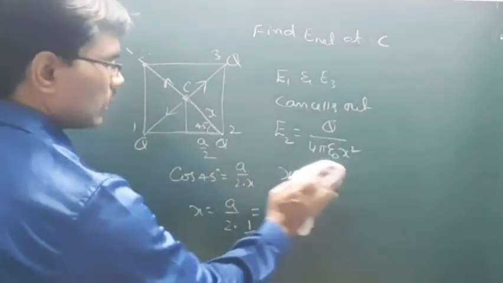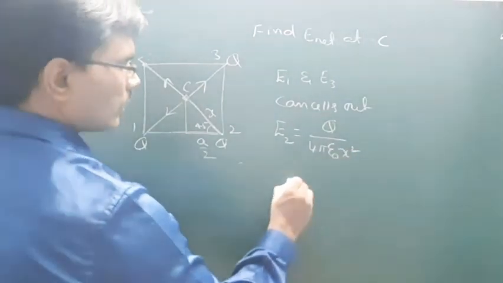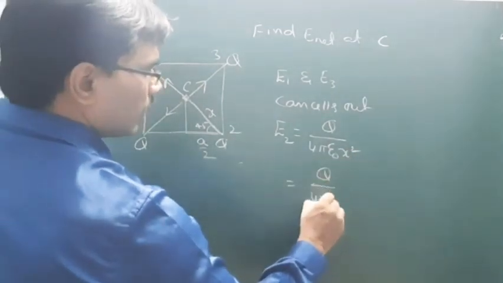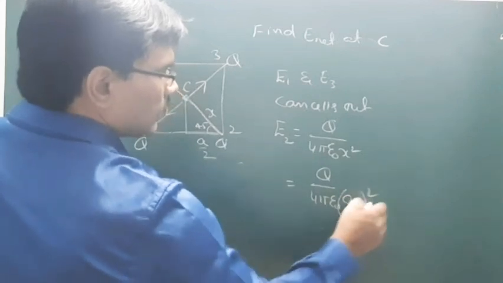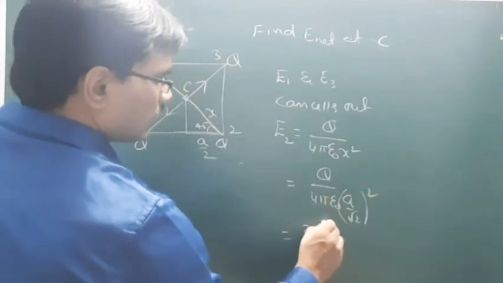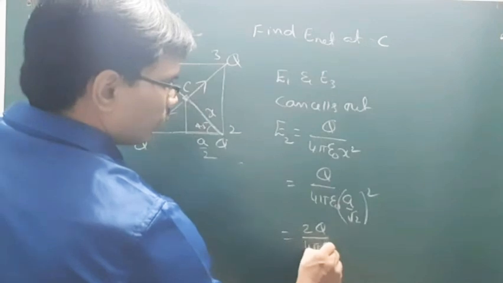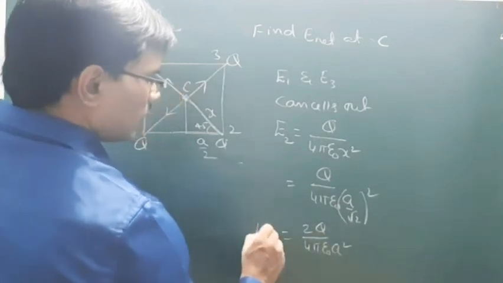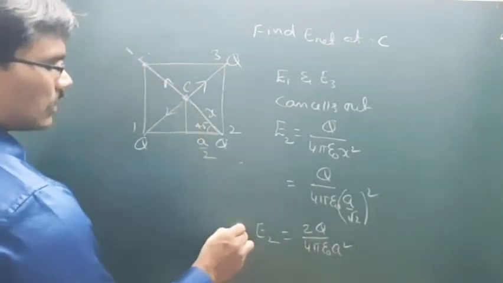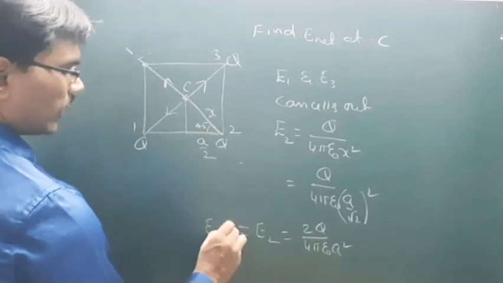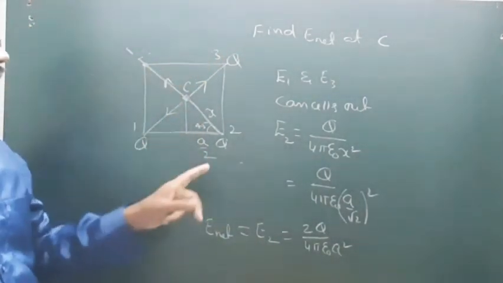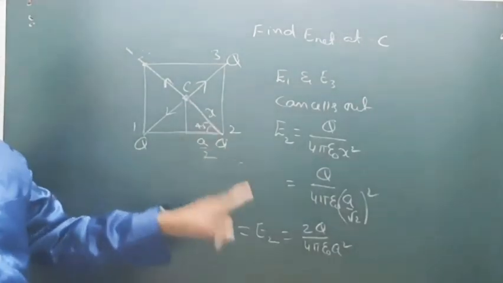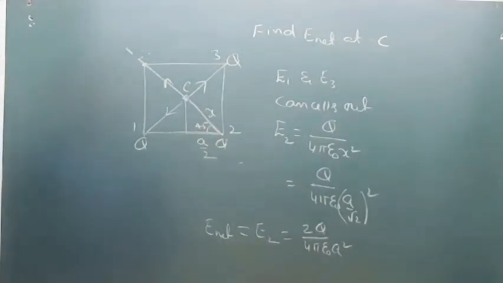So in place of x, if you substitute A by root 2, we get Q by 4 pi epsilon naught times A by root 2 whole square. Taking the 2 to the numerator, 2Q by 4 pi epsilon naught A square is the electric field, and that is also equal to the net field at point C. Diagonally opposite charge fields cancel out, only one charge is left, and its field is given by this formula.